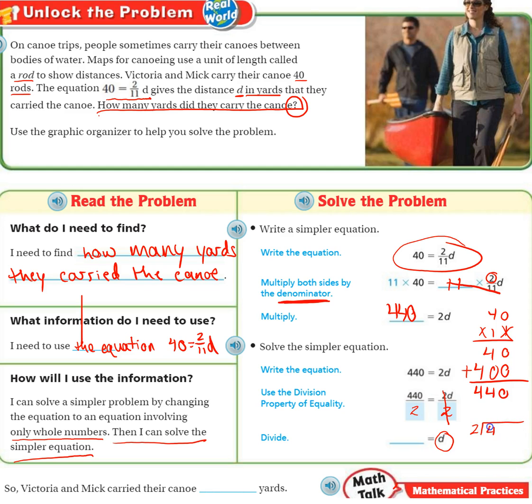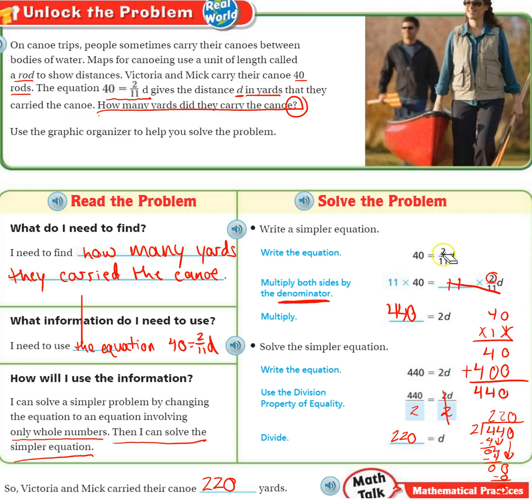2 into 440. 2 goes into 4 2 times. 2 times 2 is 4. Subtract gives me 0. Bring down. 2 goes into 4 2 times. 2 times 2 is 4. Subtract 0, bring down. 2 goes into 0 0 times. 0 times 2 is 0. Subtract, no remainder. So d equals 220. So Victoria and Mick carried their canoe 220 yards.